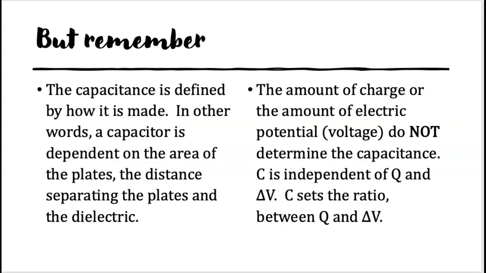It does not go both ways, okay? The capacitance is defined by this plate size, the distance between the plates, and the dielectric. They're going to ask so many questions in the AP about what happens to the capacitance if we increase the charge. Nothing. What happens if we increase the voltage? Nothing. The capacitor is defined by how it is made, not by what we do with it, okay?